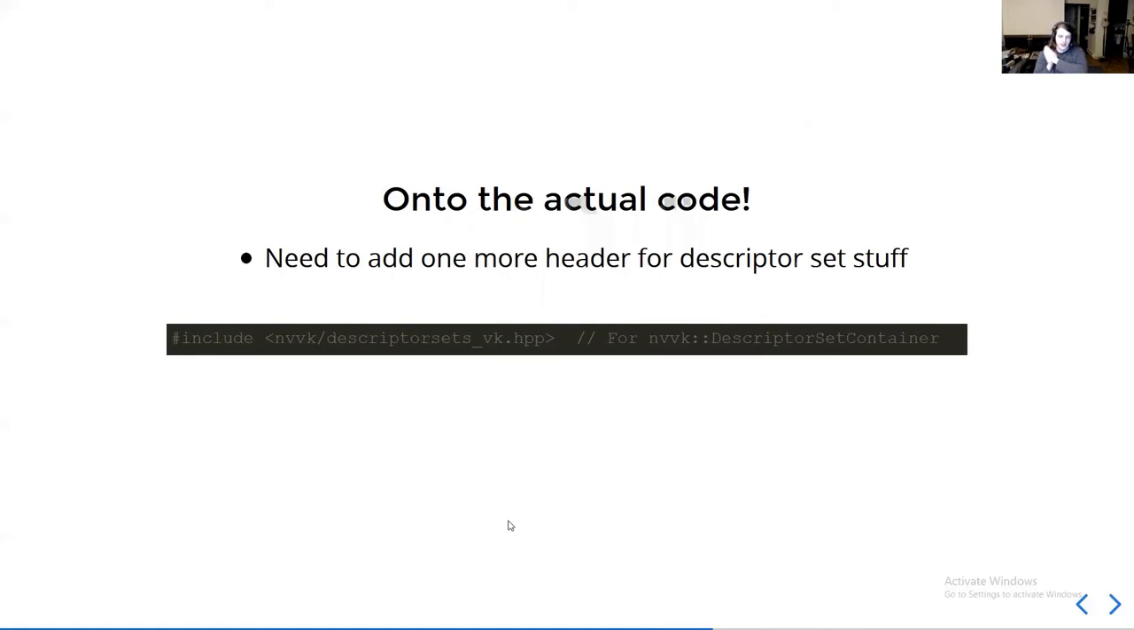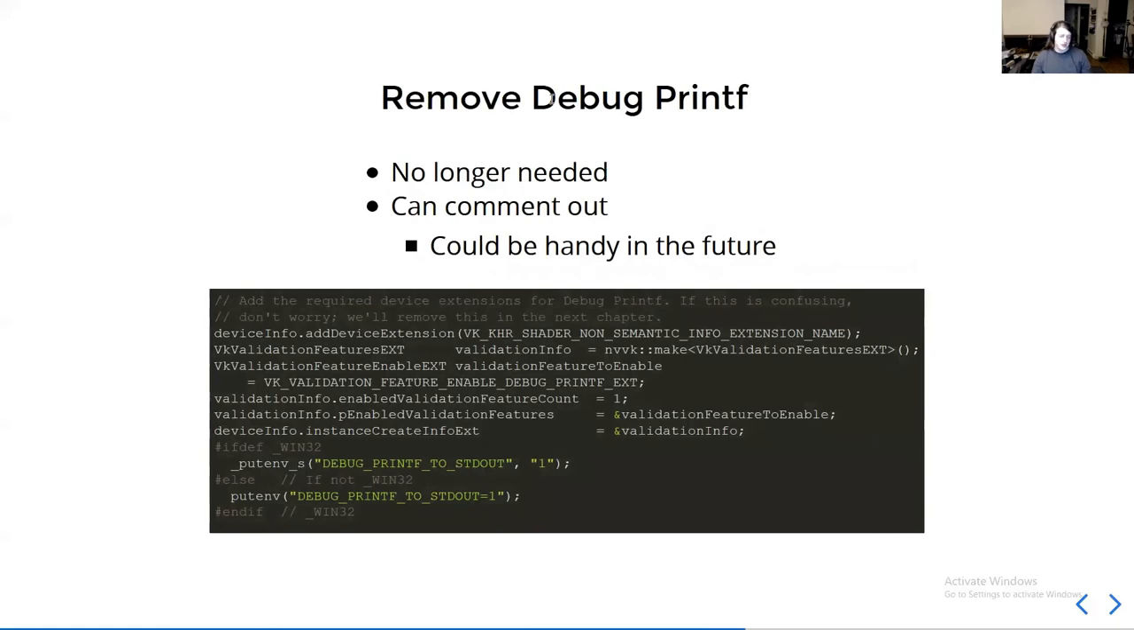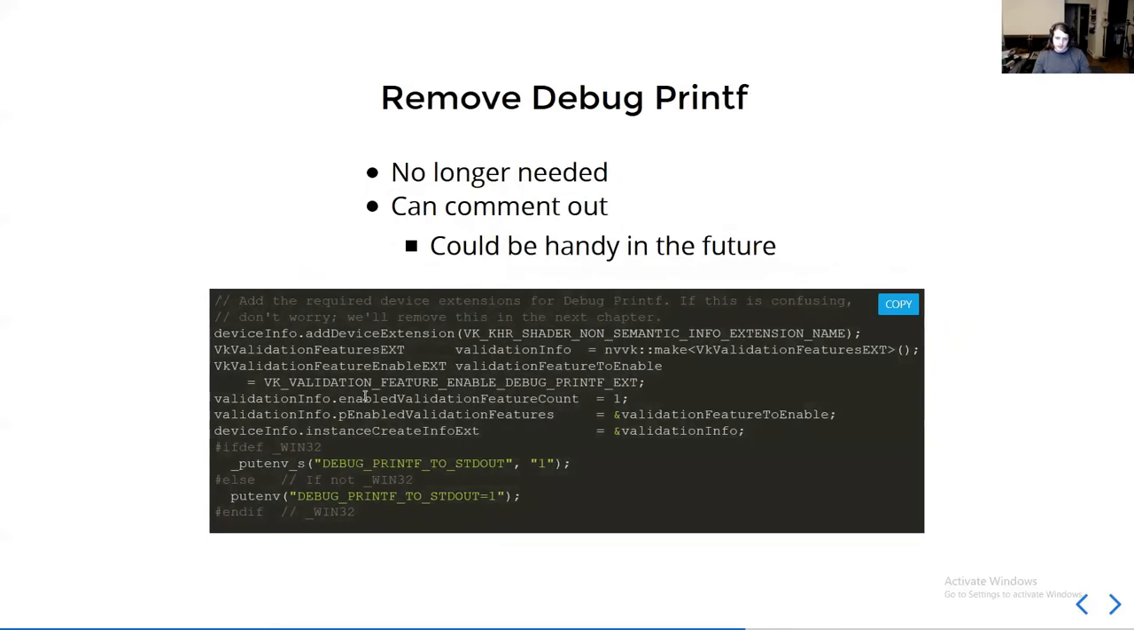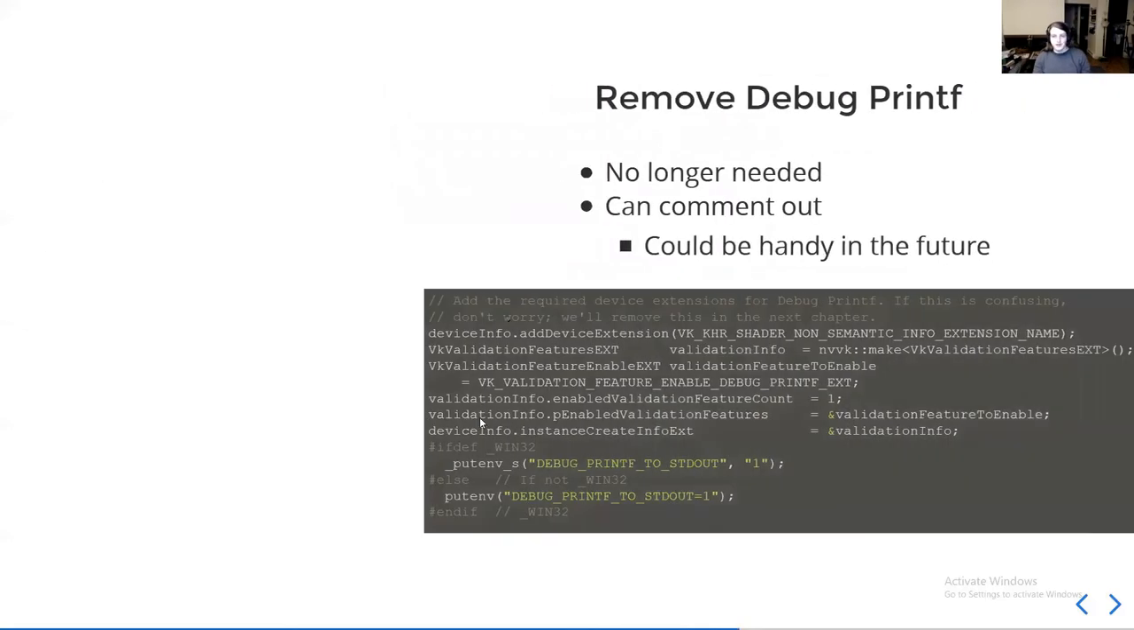It's pretty much just, I talked about it in detail. Now I'm just going to quickly show the code that needs to make it. We need to include a new header, and this is our helper descriptor set container. Pretty simple. We are not going to be using debug printf. We can comment out all of this code that we did in our initialization. I would comment it out rather than delete it, simply because it's very helpful to have debugging information available. You can use RenderDoc, that's fine, but sometimes a printf is what you need, so keeping it around is handy.